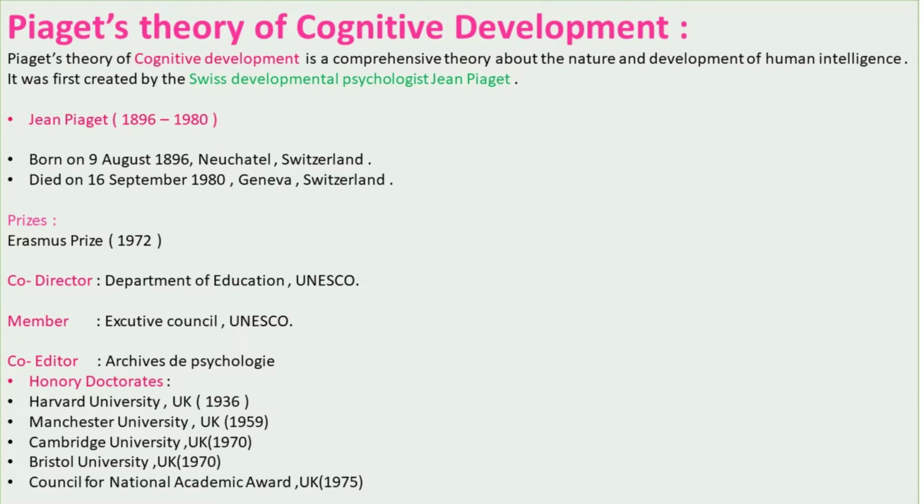The honorary doctorates given to Piaget by universities are Harvard University in 1936, Manchester University in 1959, Cambridge University in 1962, Bristol University in 1970, and the Council for National Academic Awards in 1975.